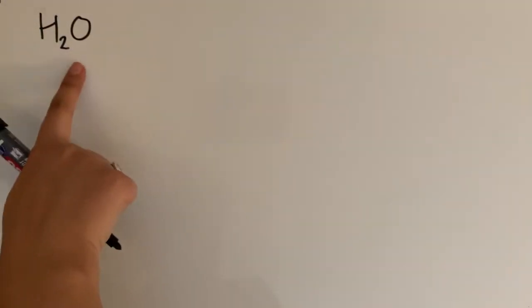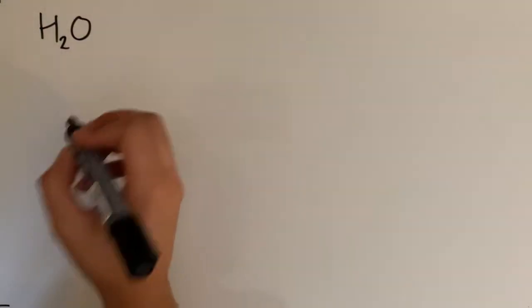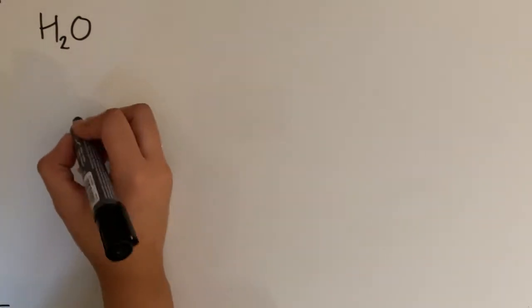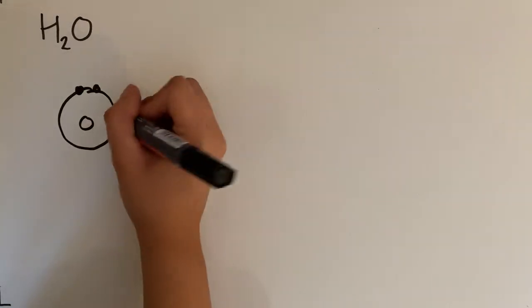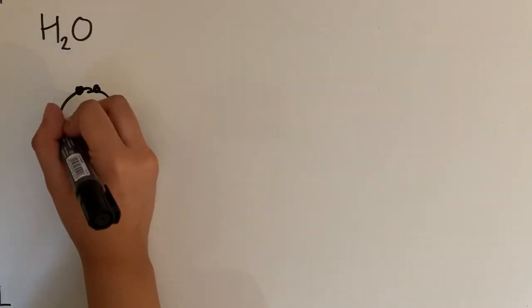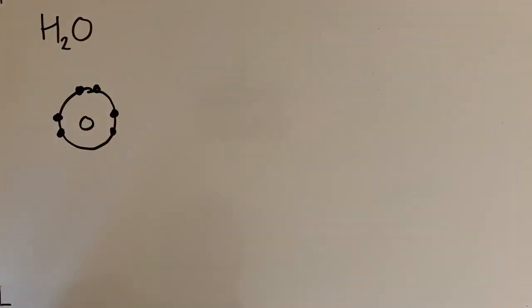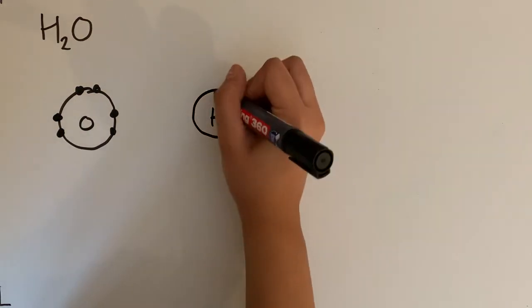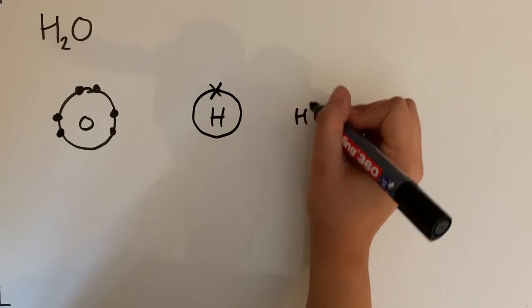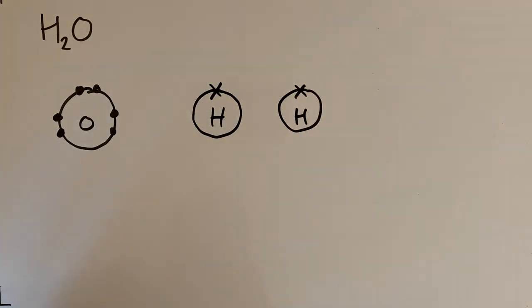Let's just do some more examples. So let's now have a look at H2O, our water molecule. We've got 1 oxygen and 2 hydrogens. I'm only going to show the outer electrons over here. So oxygen starts off with, because it's group 6, it has 6 outer electrons. And hydrogen, I'm going to use crosses for these, has 1 electron in the outer shell.